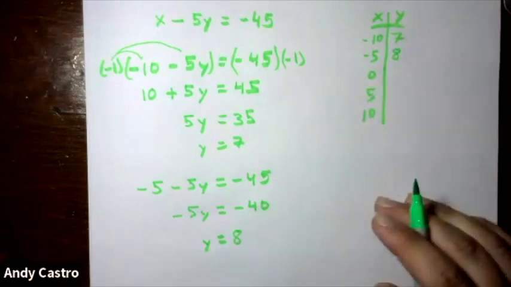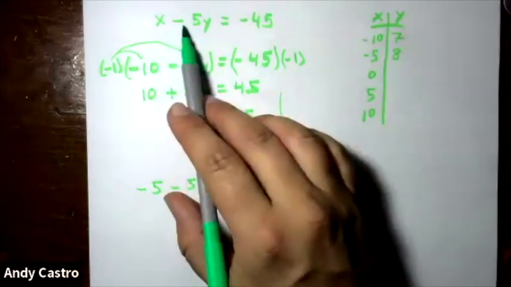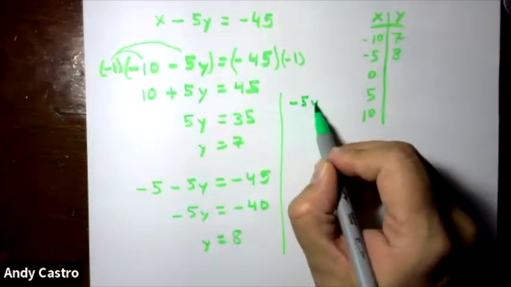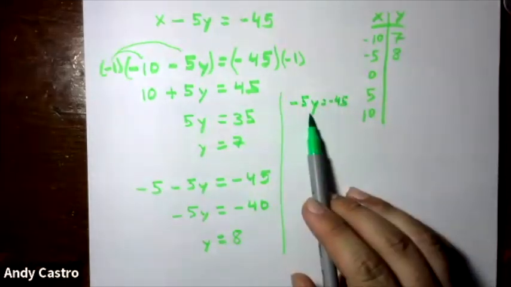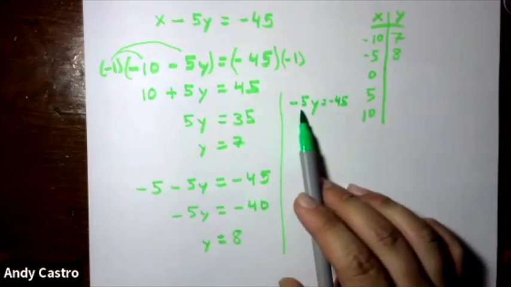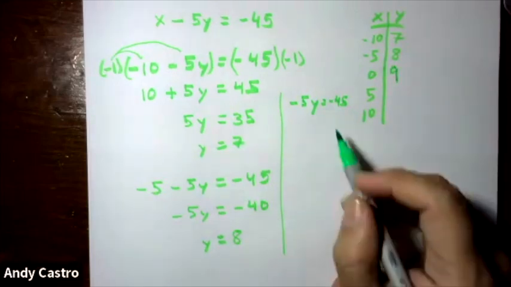All right, then I'll plug in 0. So this will be 0 minus 5y is equal to -45. So that's just -5y equal to -45. And that's going to have to be a +9. 9 times 5 is 45. So -5 times 9 is -45.